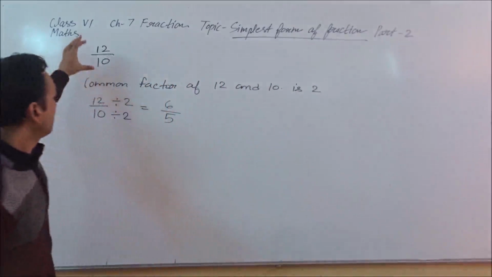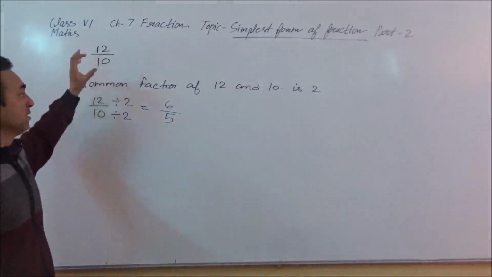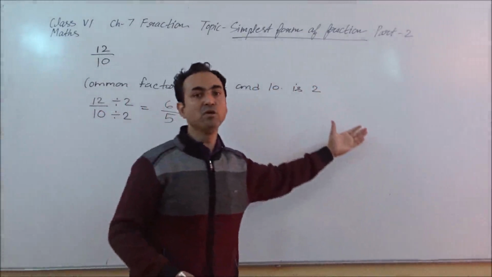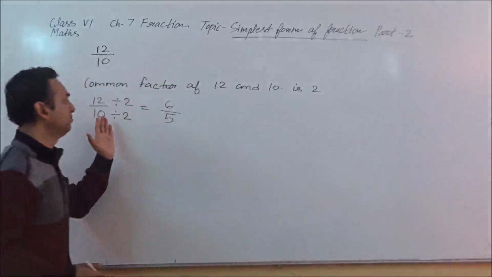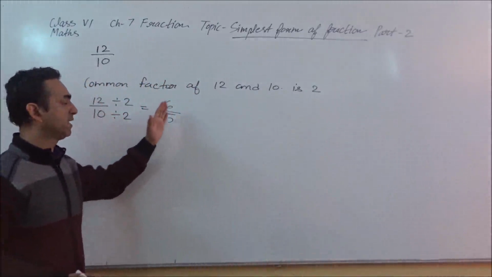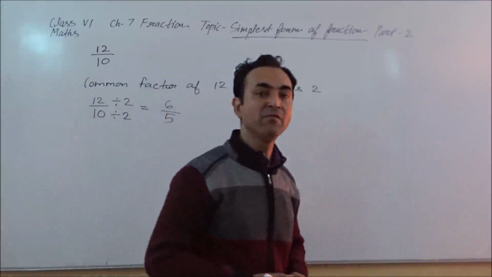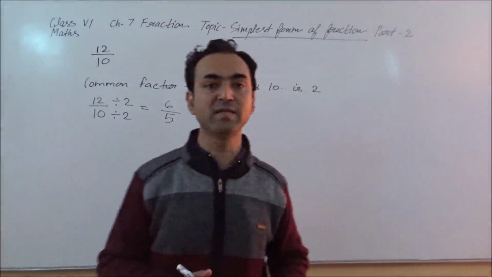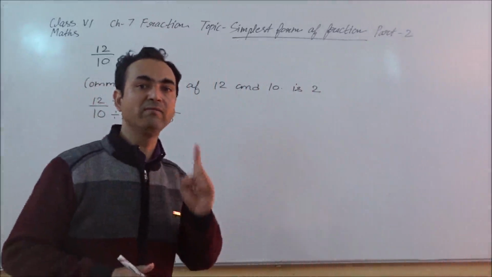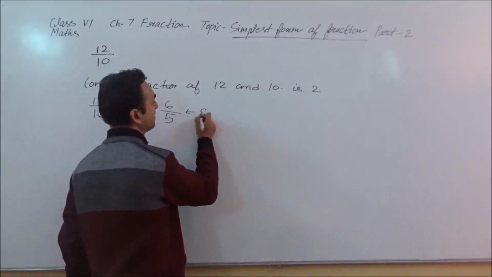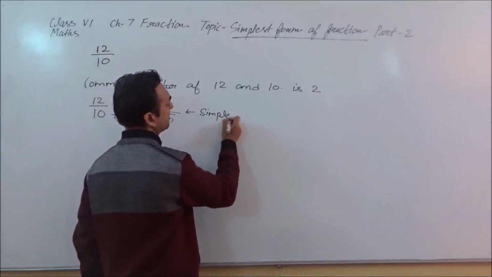So we start with 12 upon 10. You can see the common factor of 12 and 10 is 2. So we divide the fraction by 2 and we get 6 upon 5. Now we check again 6 and 5. What is the common factor of 6 and 5? It is only 1. So now we can say that this fraction is in the simplest form.